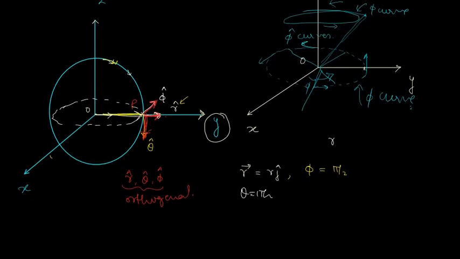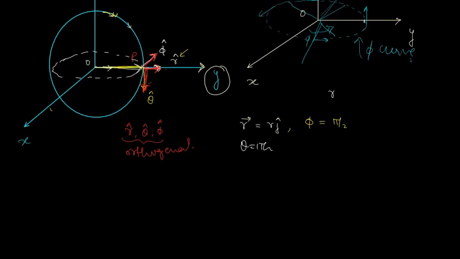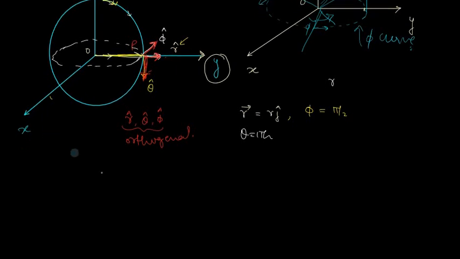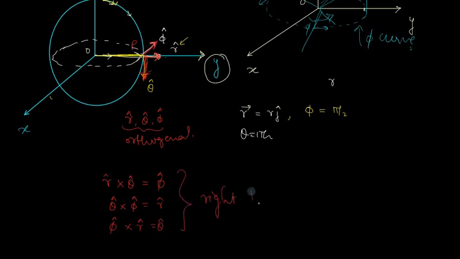If they are in an orthogonal curvilinear system, then they must hold these relations: r cap cross theta cap is phi cap, theta cap cross phi cap is equal to r cap, and phi cap cross r cap is equal to theta cap. Again, I am using a right-handed coordinate system. Okay, so this was the thing.